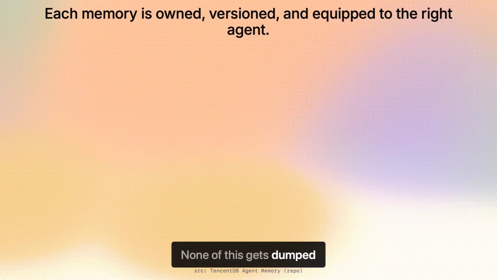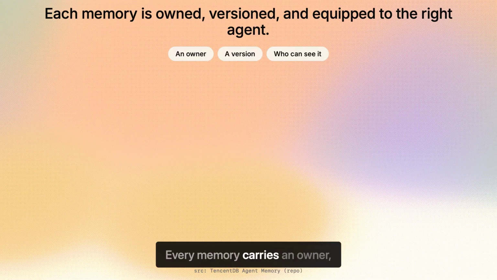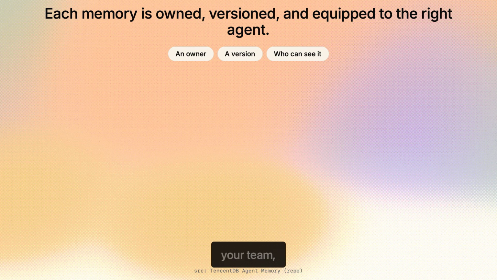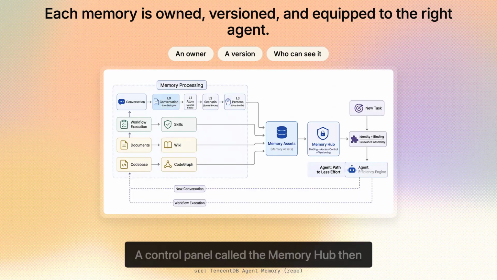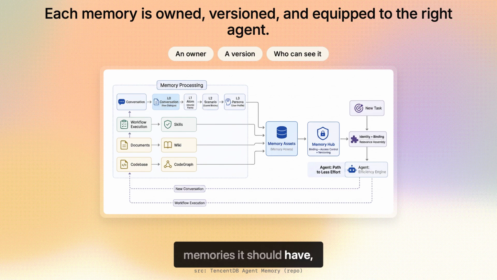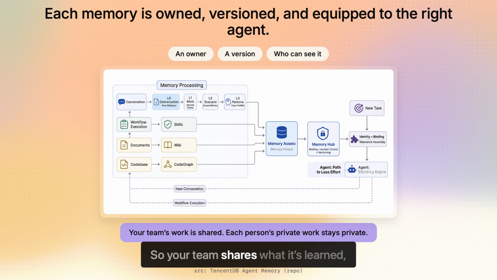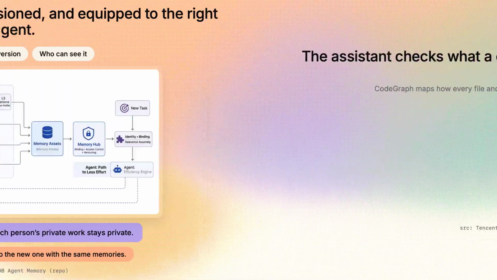None of this gets dumped into one giant prompt. Every memory carries an owner, a version, and a setting for who can see it. Just you, your team, or only certain agents. A control panel called the memory hub then gives each agent only the memories it should have, like handing a character a loadout, so your team shares what it's learned and each person's private work stays private. Switch to a different assistant and you re-equip it with the same memories. Your project knowledge comes with you.